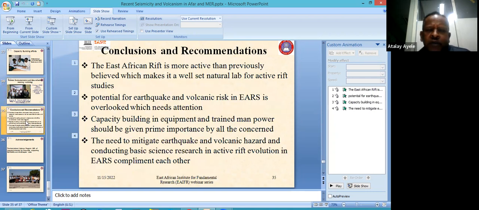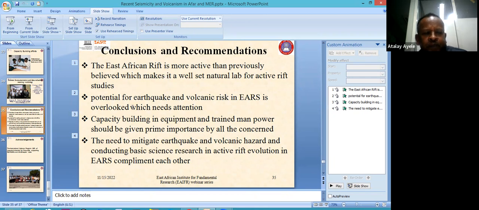So to conclude, the East African Rift is more active than previously believed, which makes it a well-set natural lab for active rift studies. Because of that, we have a lot of overseas collaborations. It is a little bit slow and passive at the moment because of COVID, but we benefited from that overseas collaboration for capacity building, training, and publishing and the likes.